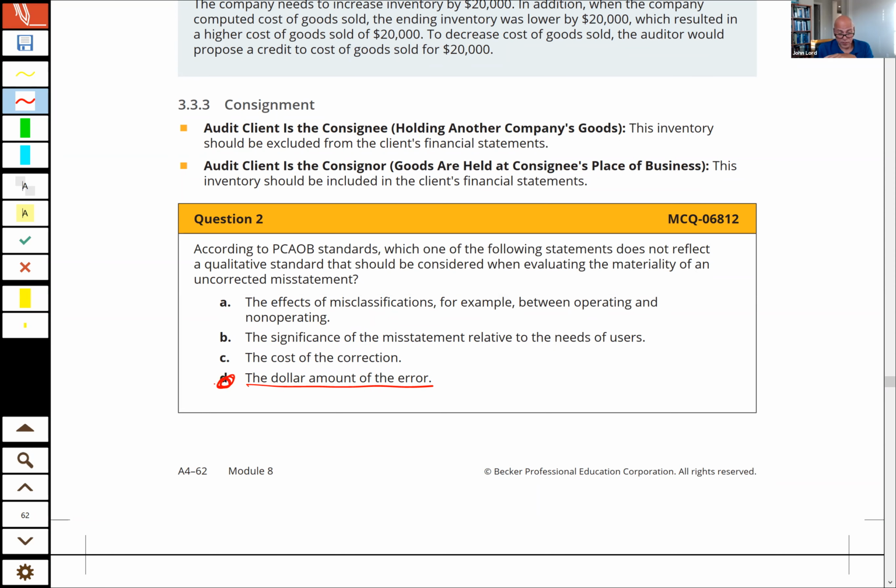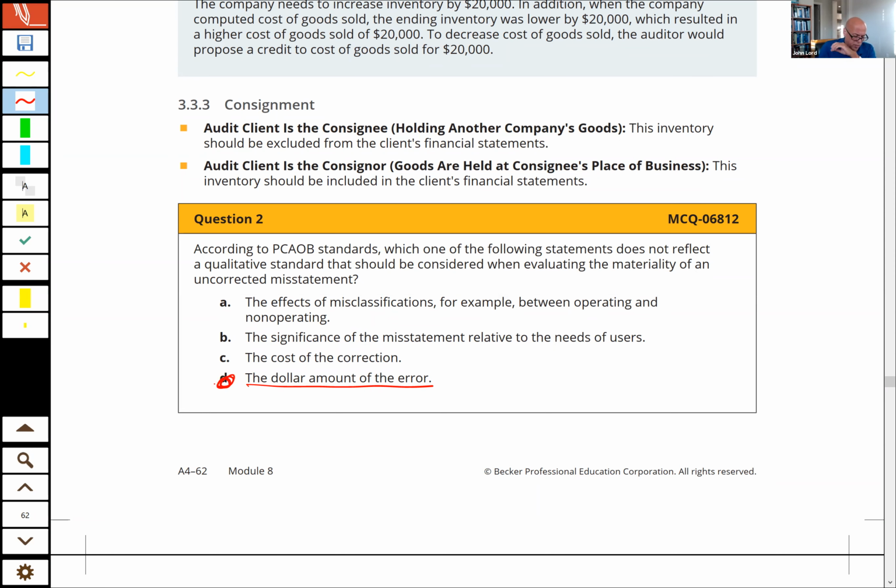I don't have anything else to say, other than I don't recall them calling out PCAOB in the body of the text there. Maybe they felt it wasn't necessary because obviously dollar amounts are not qualitative, they're quantitative. Okay, good. I had chosen C because the cost of the correction also cannot be qualitative, right? That would be quantitative as well, correct?